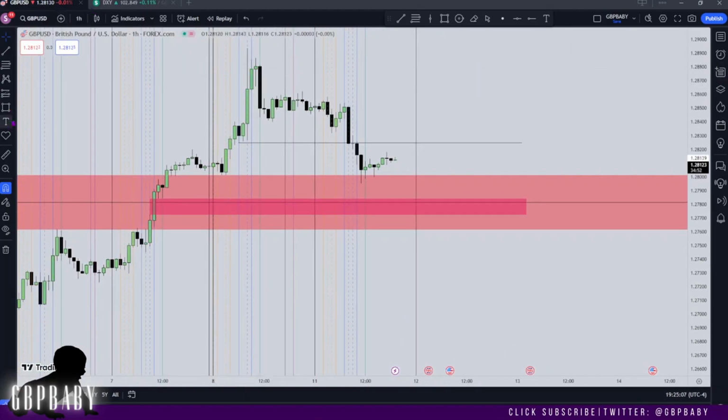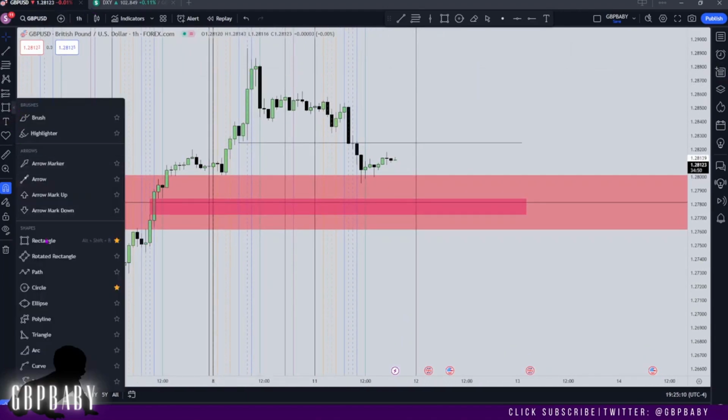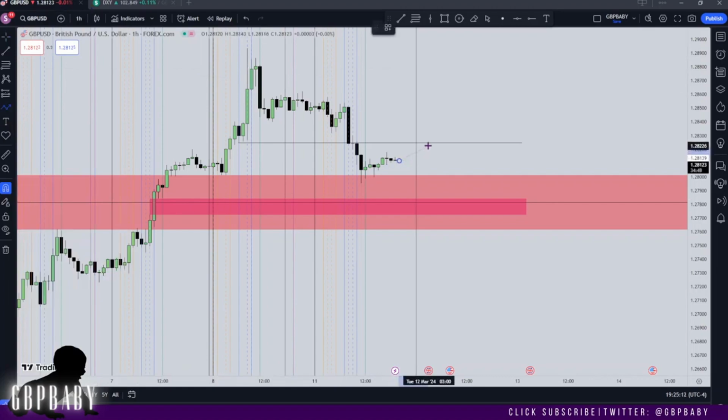So again, let me use the pathway of what I'm expecting. I'd expect us to hit this level here. Why? It's a breaker, trade lower, fill in that fair value gap, and then as CPI is hitting, we can start looking for higher prices.